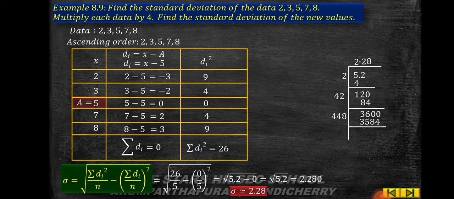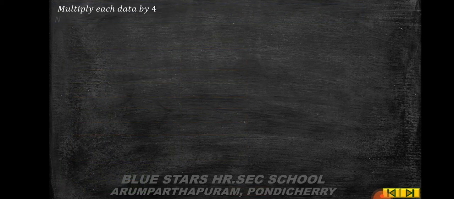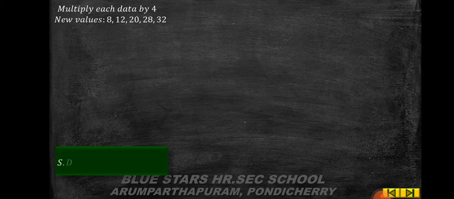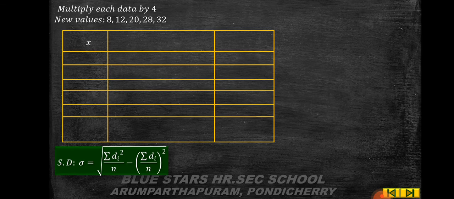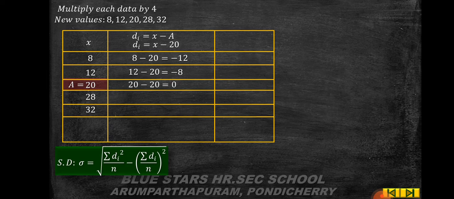Now we are going to multiply each data by 4 and then find the standard deviation. So multiply each data by 4. The new values are 8, 12, 20, 28, 32. So the x values, di is equal to x minus a. Here a is equal to 20. So 8 minus 20 is minus 12. 12 minus 20 is minus 8. 20 minus 20 is 0. 28 minus 20 is 8. 32 minus 20 is 12.